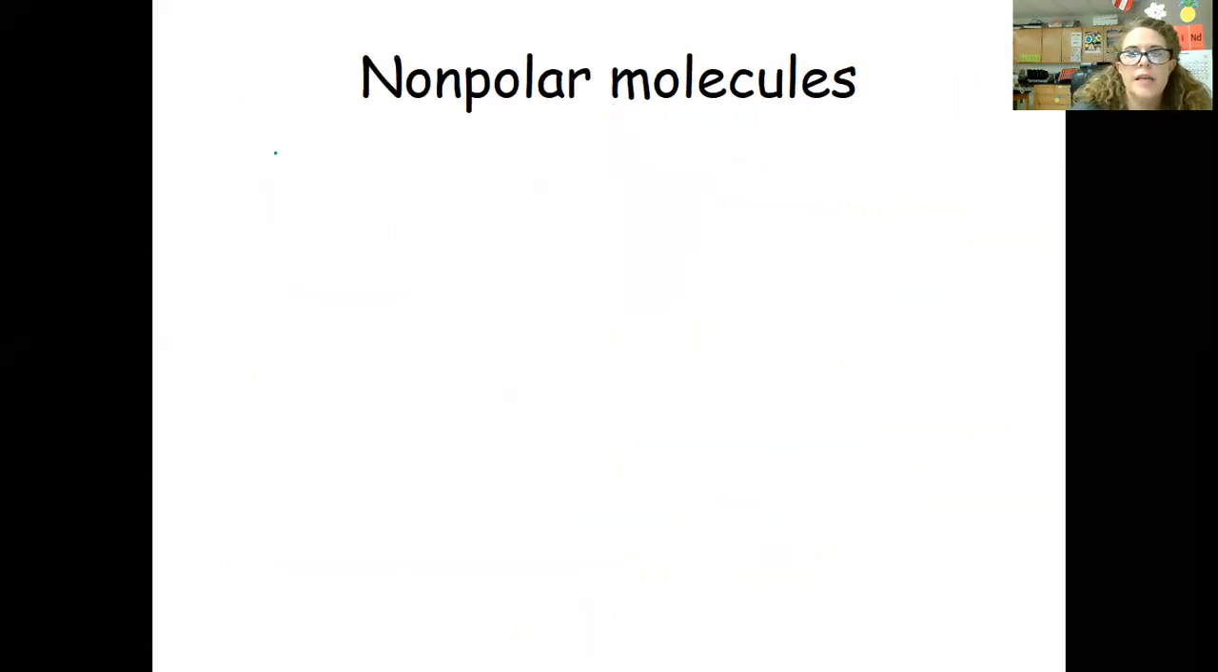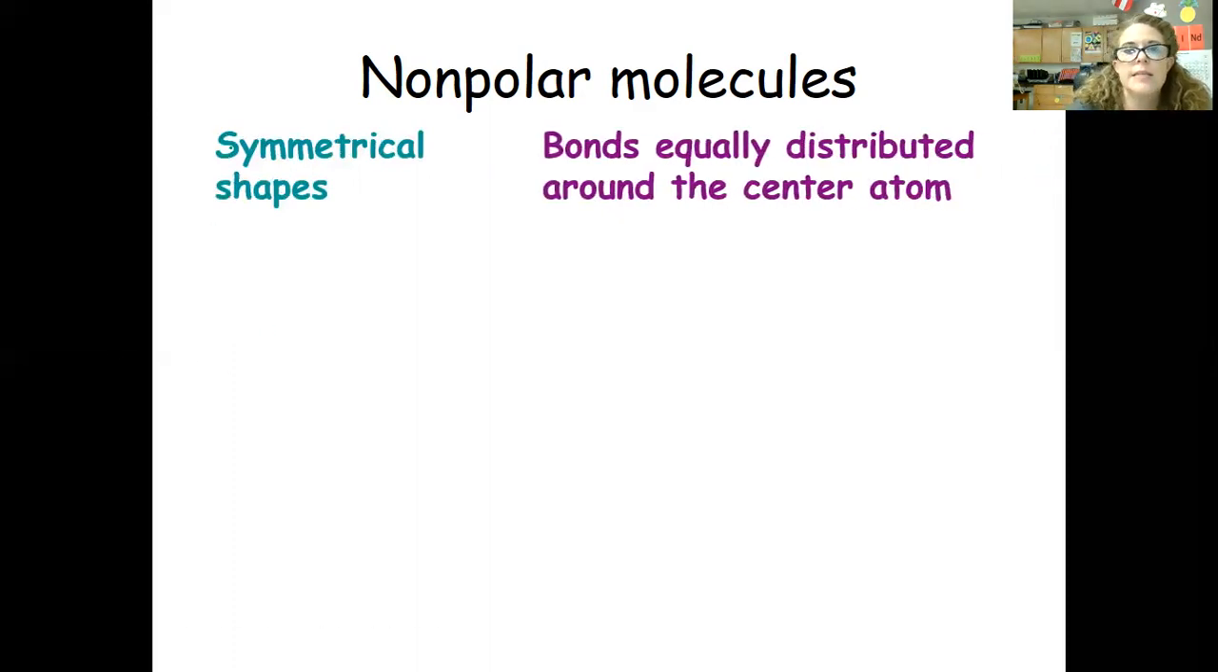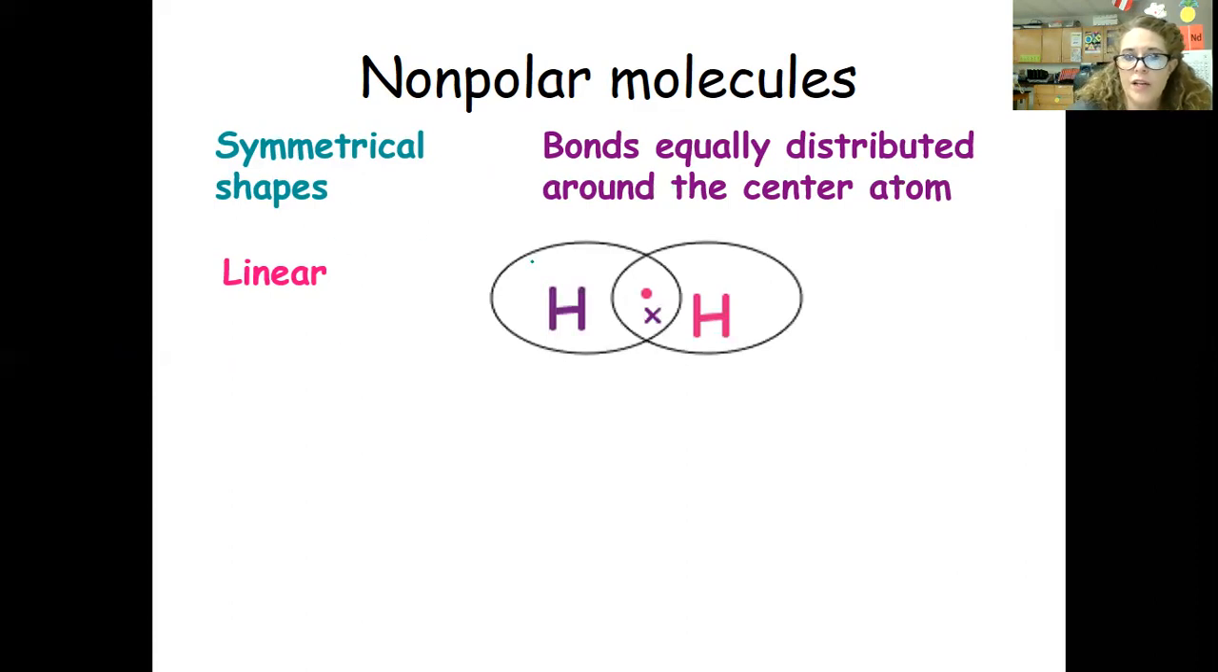So nonpolar. Nonpolar means not different. If polar meant asymmetrical distribution of charge, nonpolar has to be the exact opposite. So that's going to be an even distribution of charge, symmetrical. And then we have an equally distributed charge around the center atom. So let's look at a linear molecule. So here I have hydrogen, right? So here is our H2. Now what type of bond is this? So in this bond, I have 2 of the same nonmetals. This is a nonpolar bond.